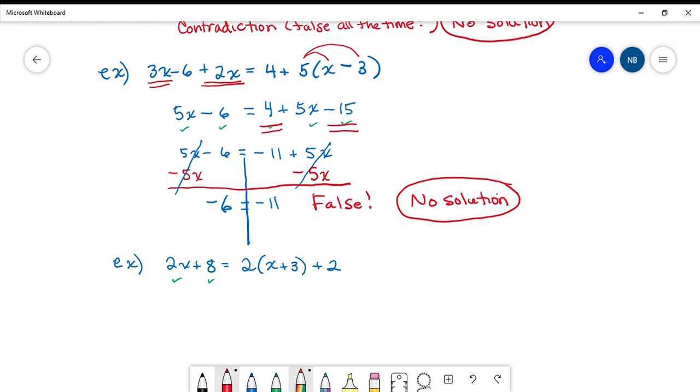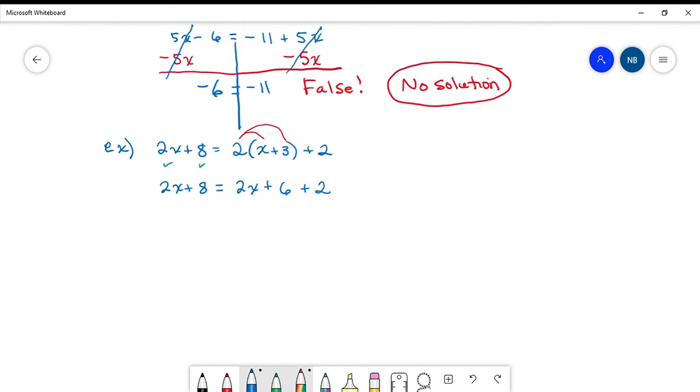This side, however, has parentheses indicating the need for simplification. I'm going to recopy the 2x plus 8. I'm going to recopy the equals, and then I'm going to distribute the 2. 2 times x is 2x. 2 times 3 is positive 6. Recopy the plus 2.